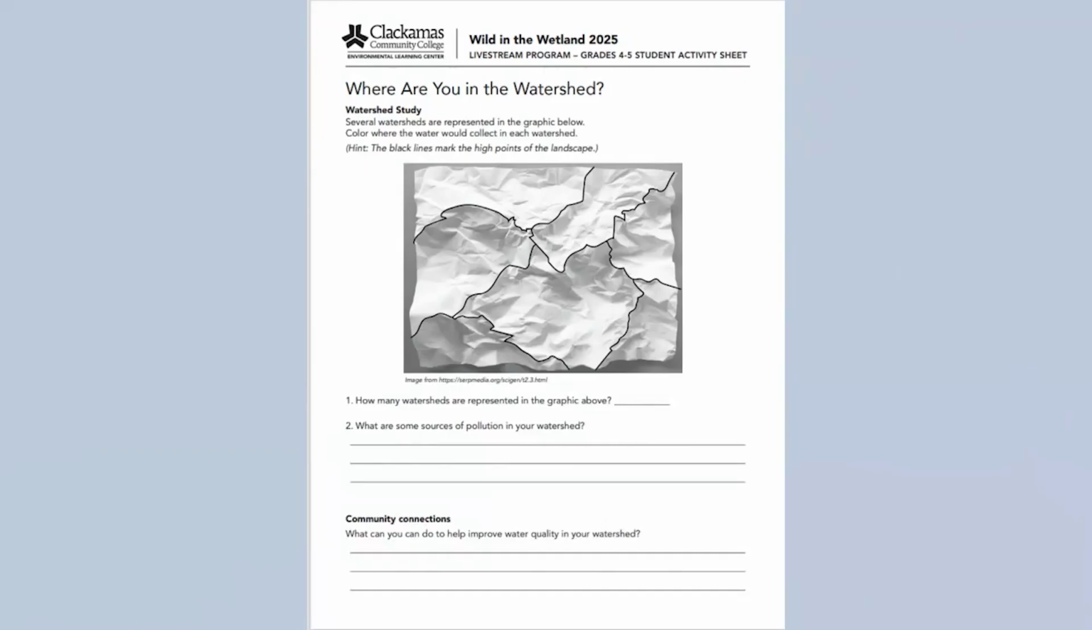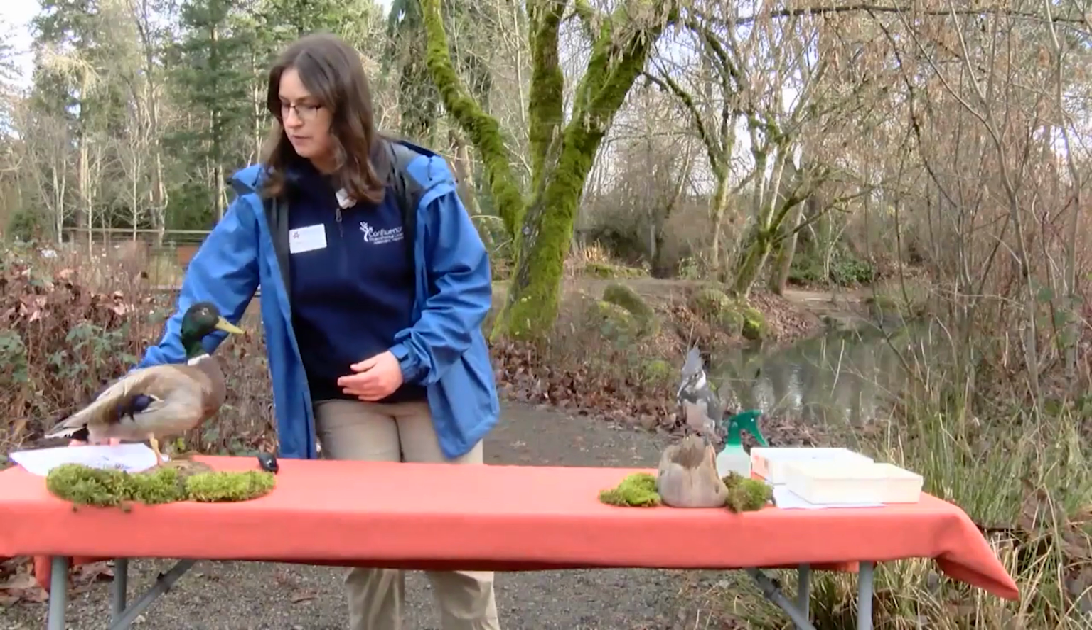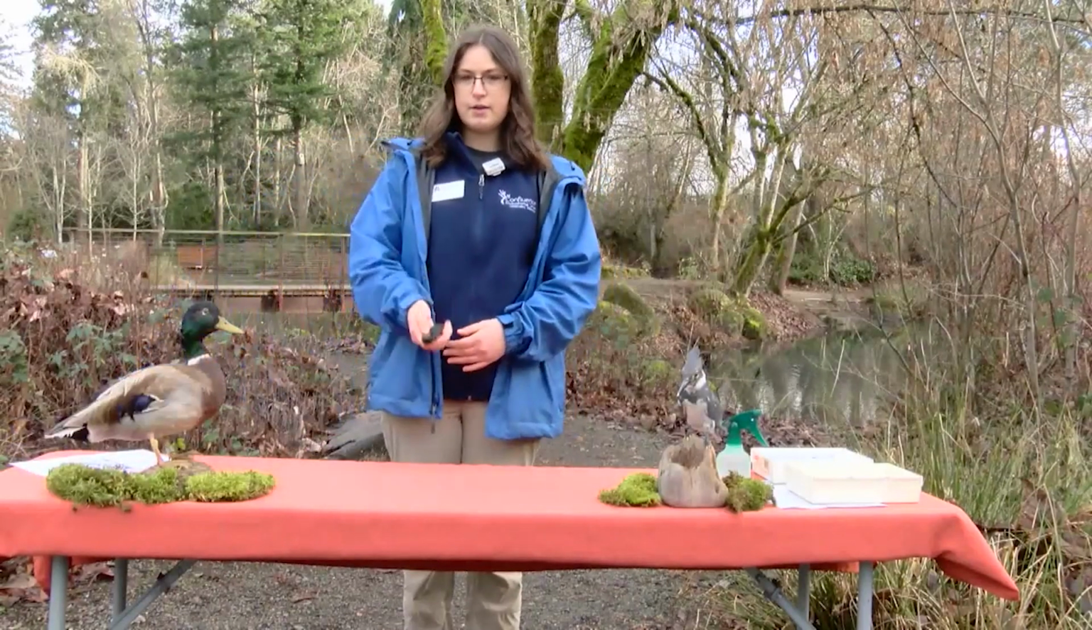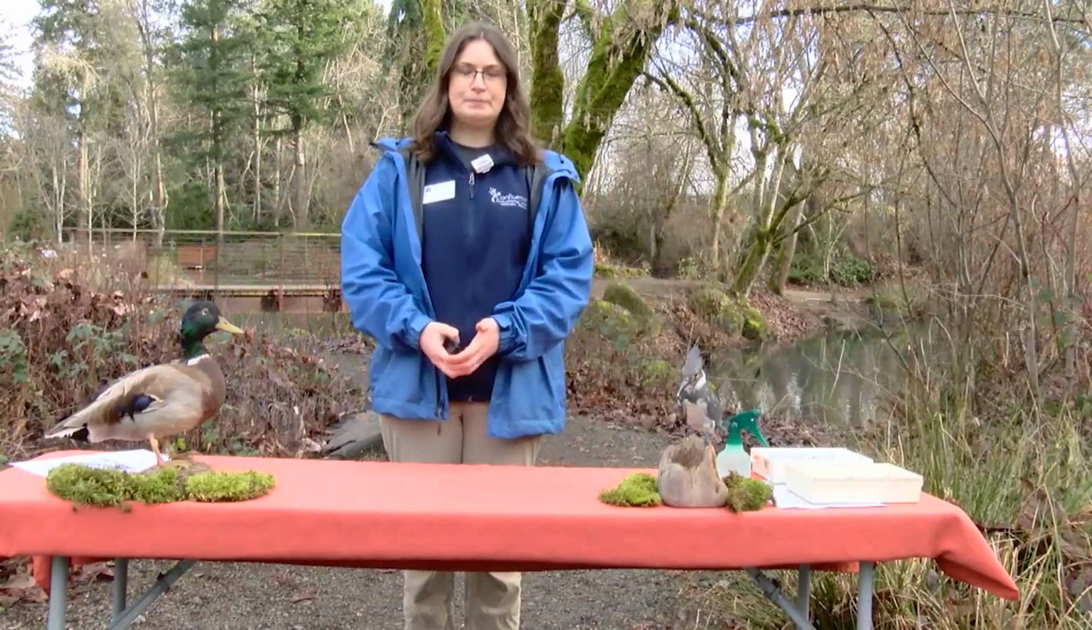At the bottom, we have our community connections, which is something we'll have in each activity sheet and each episode, because we want you to be able to take what you learned today and take it back out into your community. So the question today is, what can you do to help improve water quality in your watershed? Feel free to work on this sheet during the episode or just after.